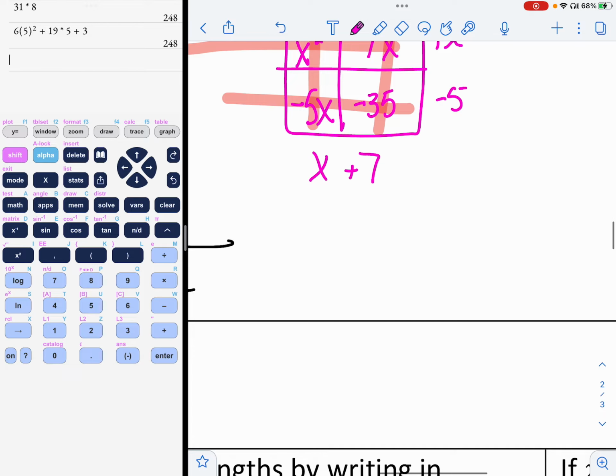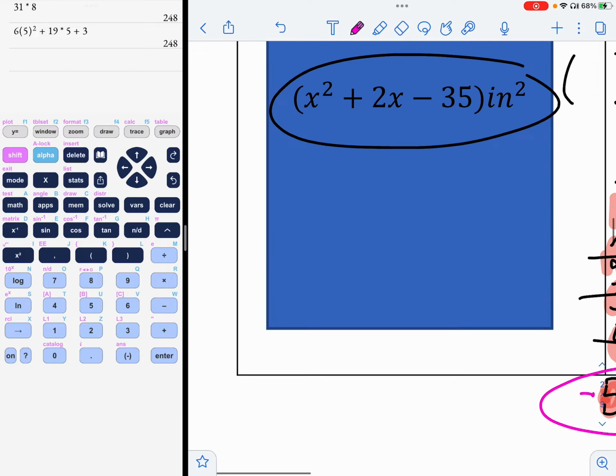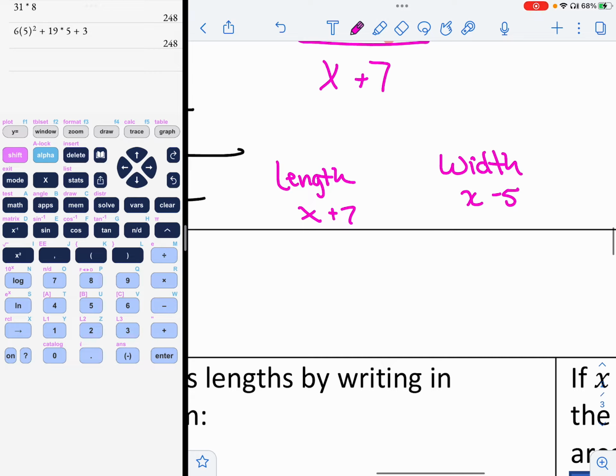So maybe my length could be x plus 7, and my width, and these are interchangeable, is 1x take away 5, or just x take away 5. That's a little easier. Now let's see what was the units. Inches. So I'm just going to put inches beside this.